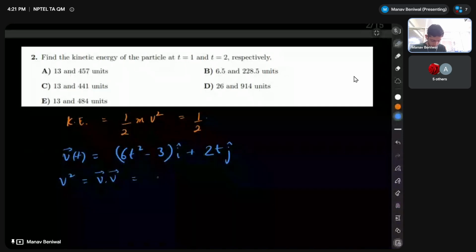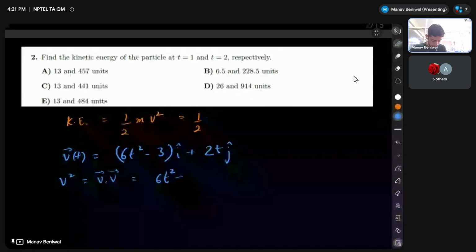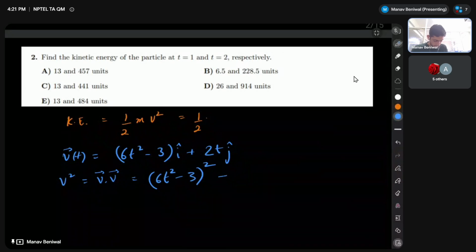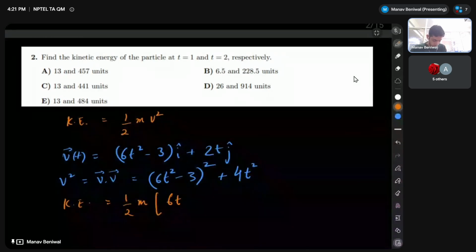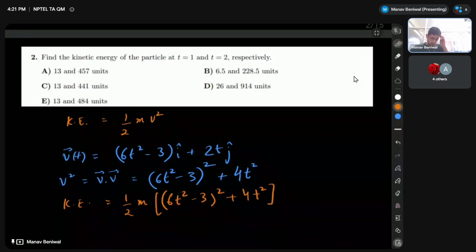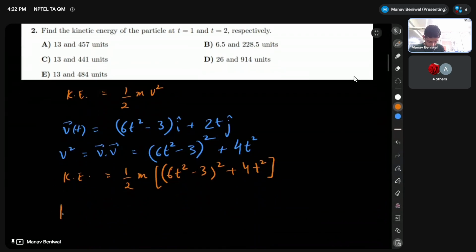So that becomes (6t squared minus 3) whole squared plus 4t times t squared. Okay, this is my v squared. Therefore, my kinetic energy becomes half m times (6t squared minus 3) whole squared plus 4t squared. And now I have to find the kinetic energy at t equals 1 and t equals 2 respectively. So KE for t equals 1.